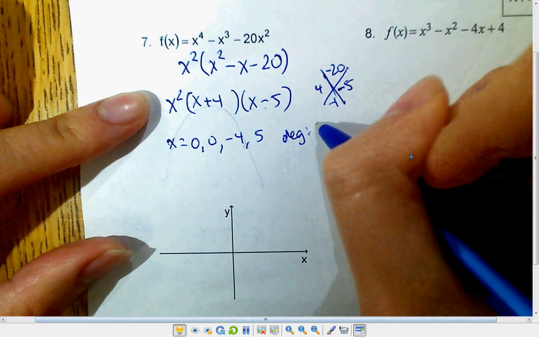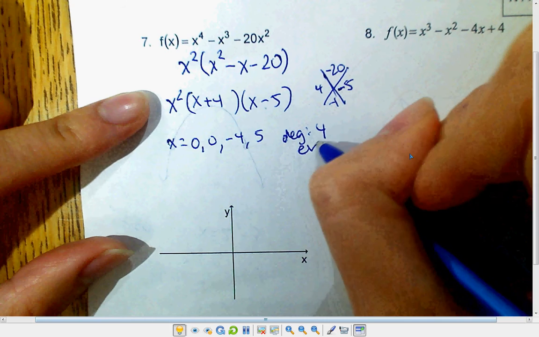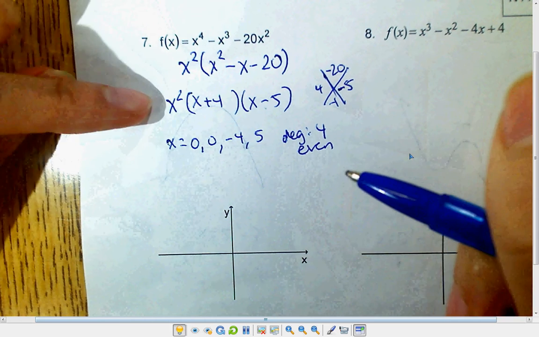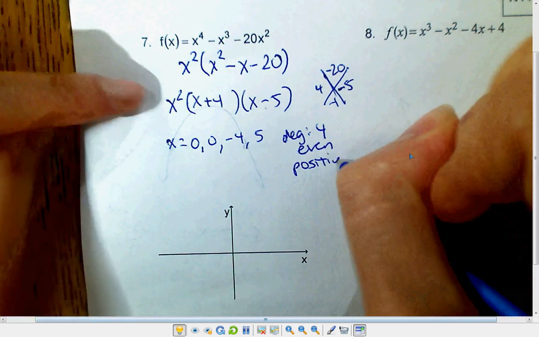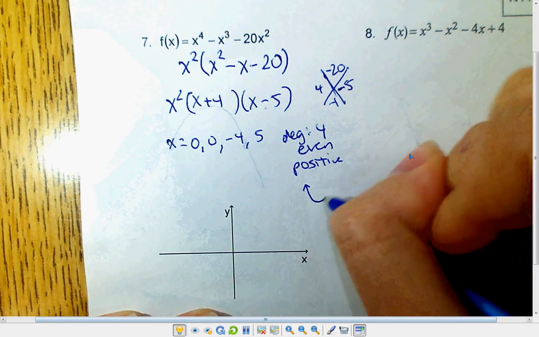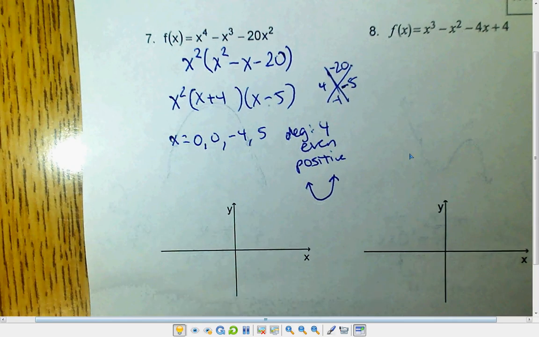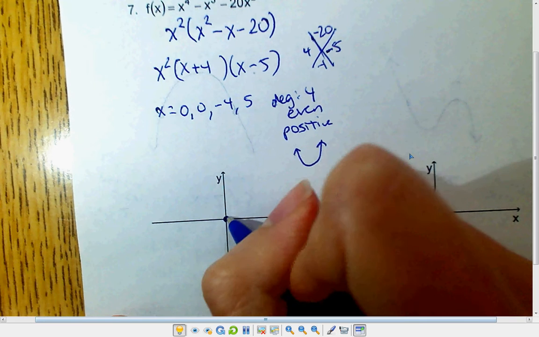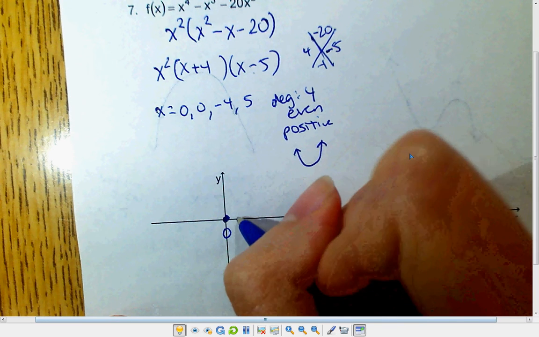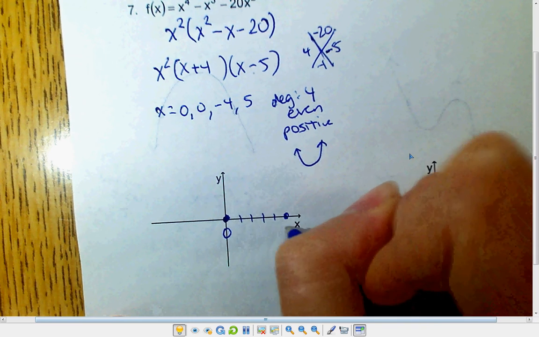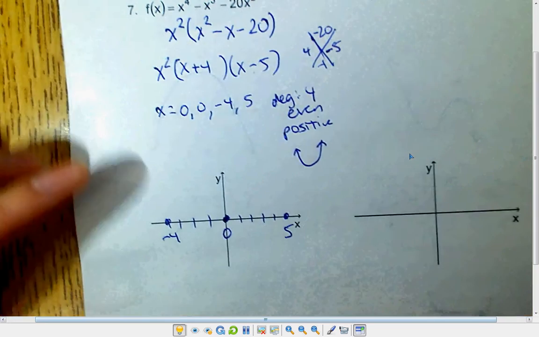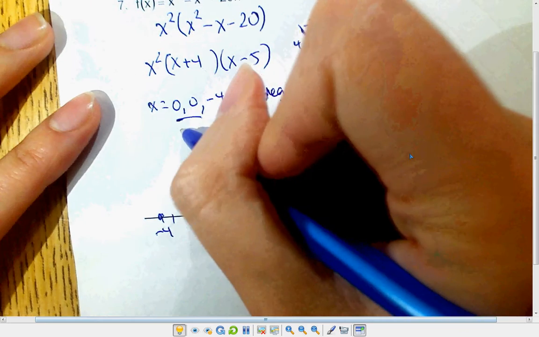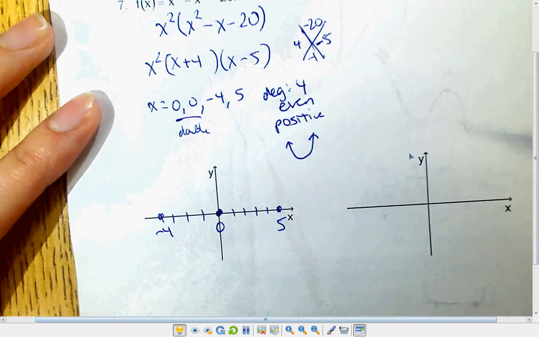So my degree is 4. It's an even number. Let's check out what's out in front. Nothing, so it's positive. It's not negative. So even positive means that it looks like this graph. So it should be going up on both sides. Okay, let's plot our points. So we have 1, 2, 3, 4. This is 5. This is a negative 4 and 0. So the 0 is a double, but these two are both singles.